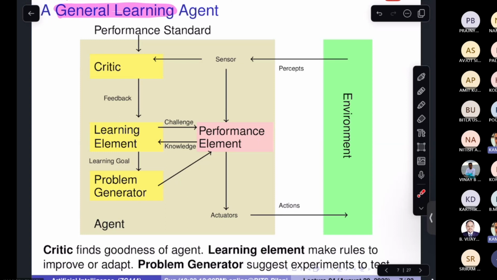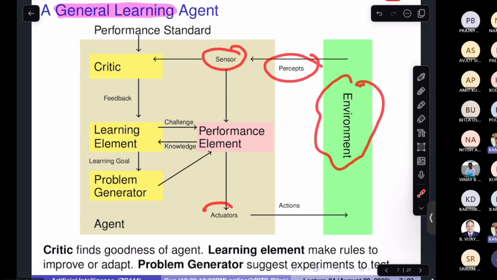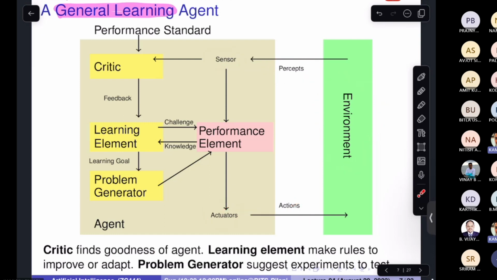So again, a similar thing. I want an agent, so there is an environment. From the environment, percepts are coming through sensors, and through actuators action is going. So four kinds of agents we have taken. So this is the agent. This is the agent logic part. Let's assume that this is the logic part.